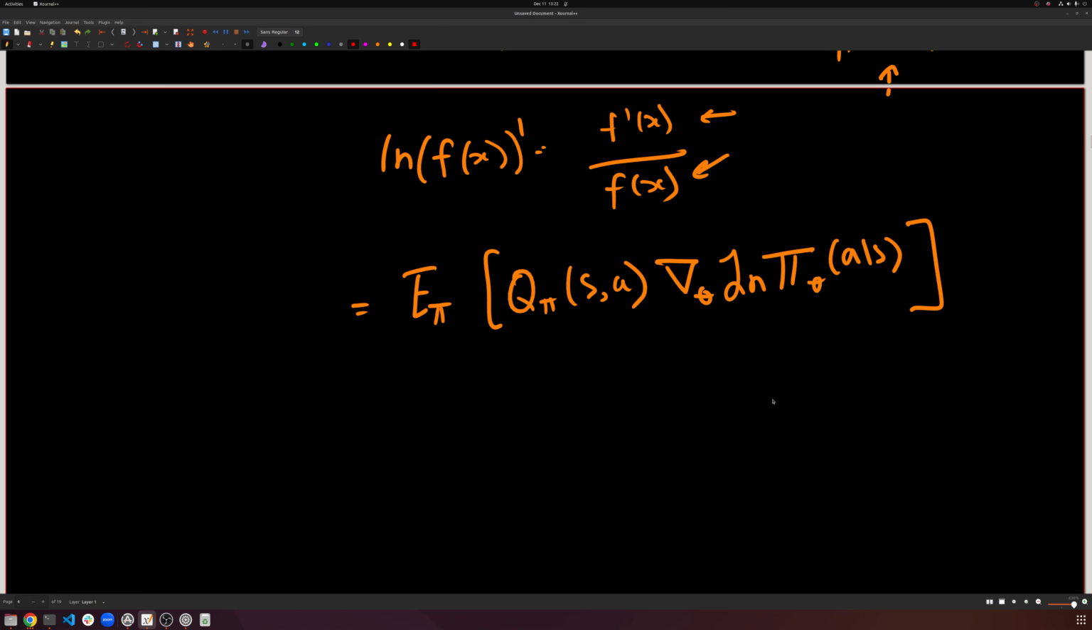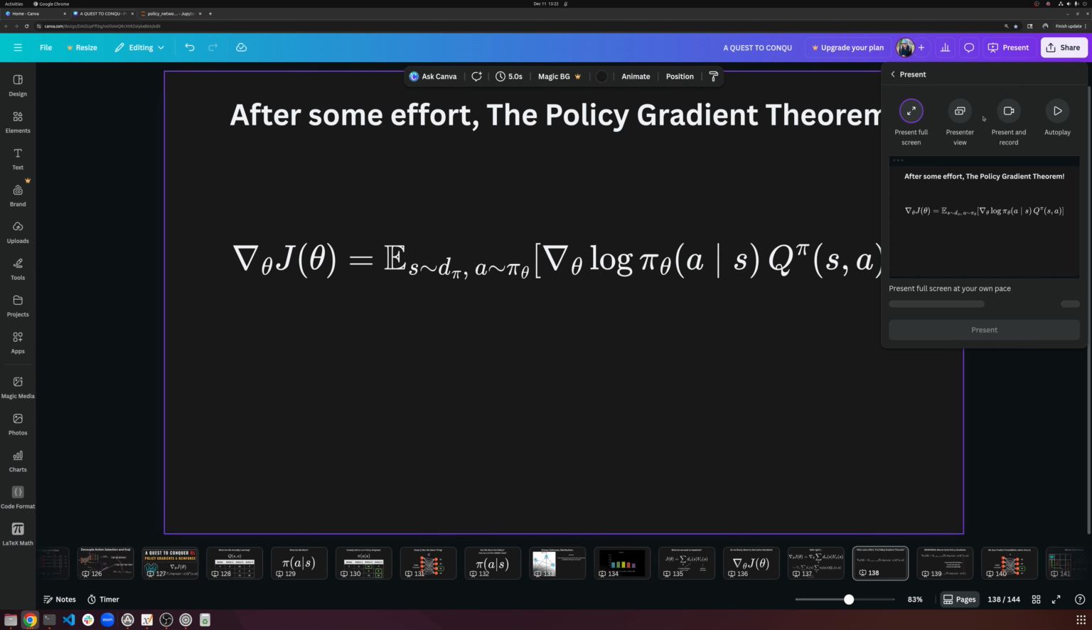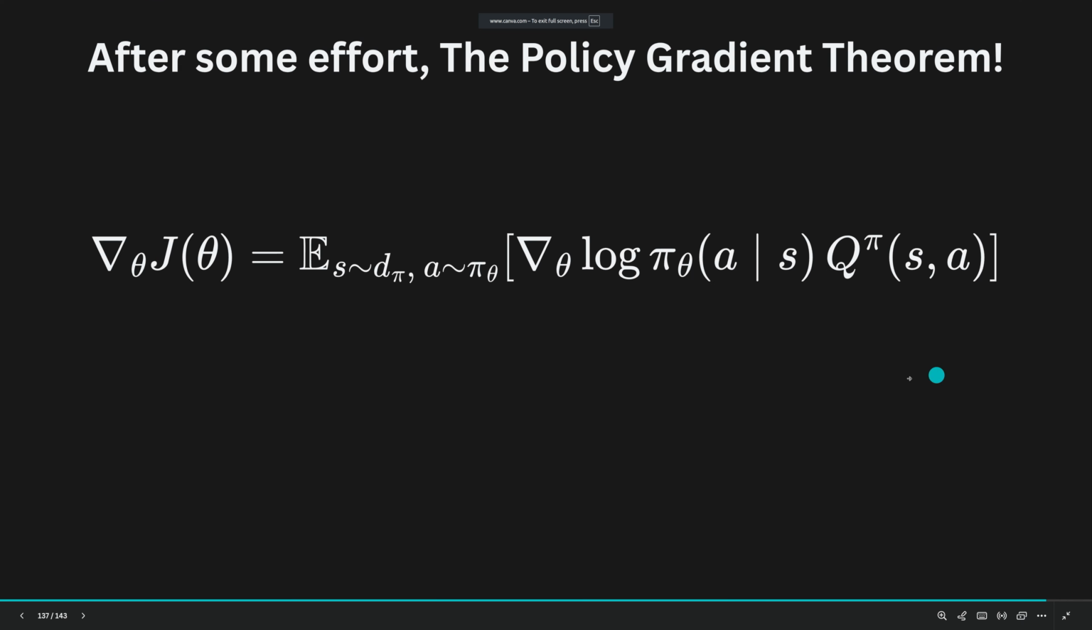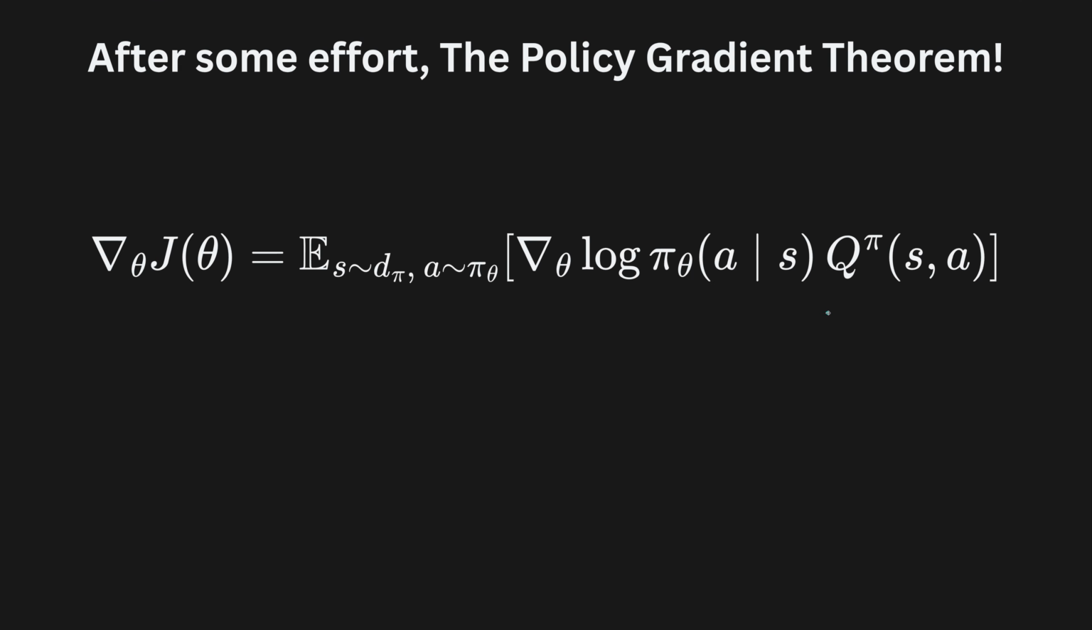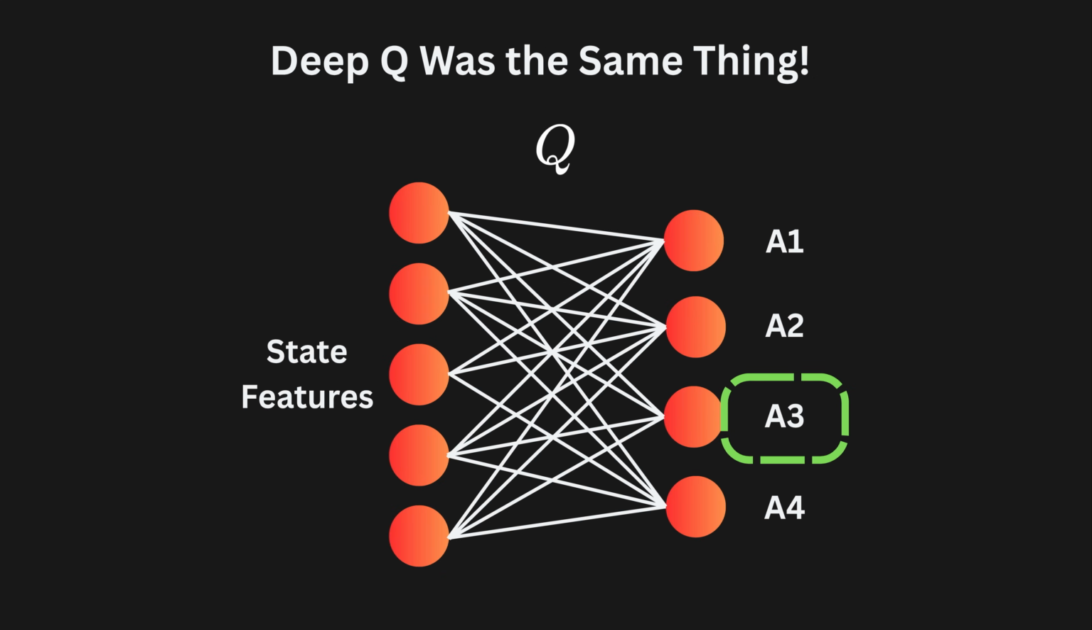Good, so that's it. That is the policy gradient theorem. So let's go back to the slide deck. This is what we ended with, right? But you could be imagining, my promise at the beginning was that, hey, let's avoid computing Q values.